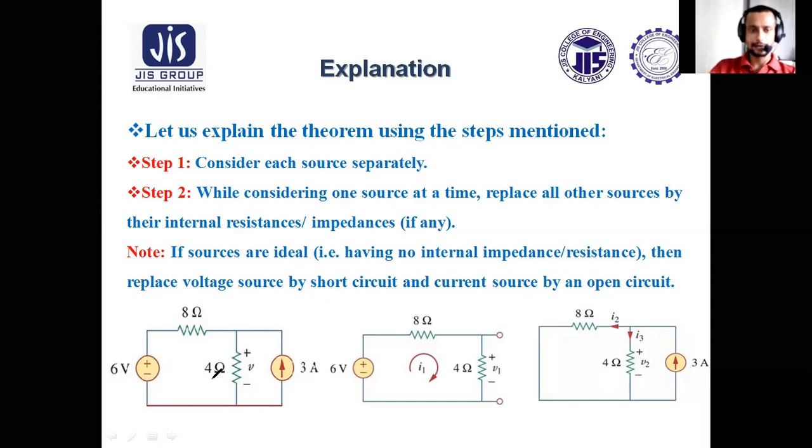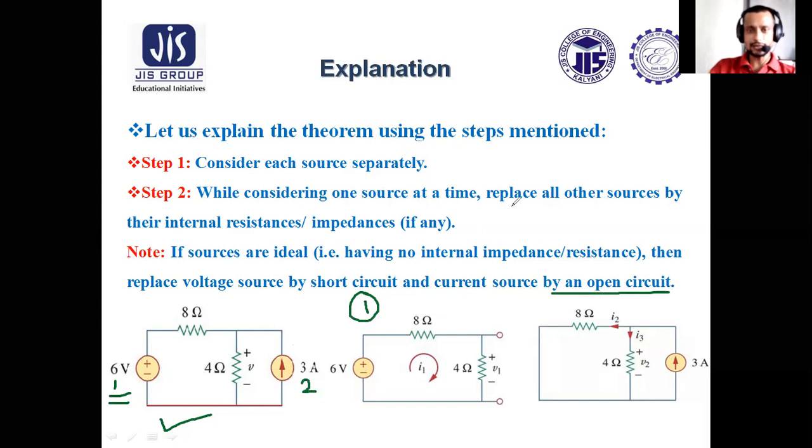For example, suppose this circuit is given to us. For this circuit, there is one source and there is a second source. One is a voltage source, another is a current source. Now, the first step says consider each source separately. So let us consider source 1 alone. When considering source 1, we have to deactivate the other source, source 2. Now source 2 is a current source. No internal impedance is mentioned here, so the current source should be replaced by an open circuit.